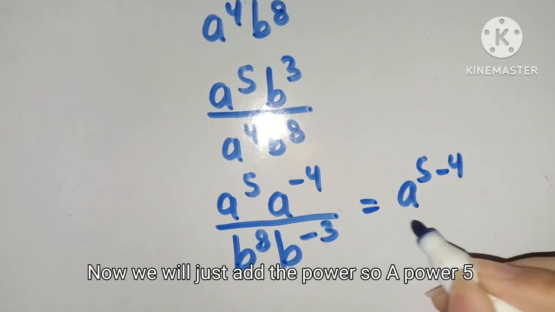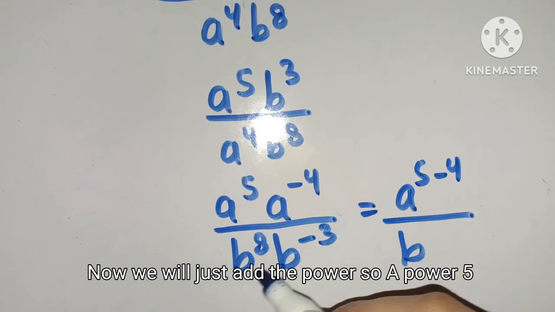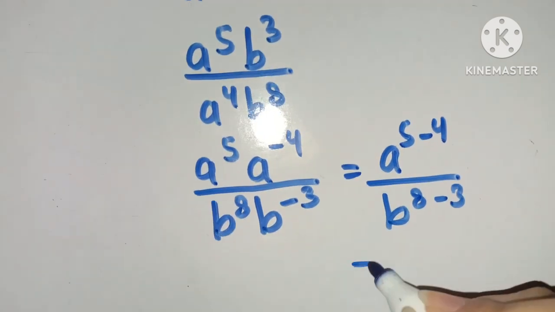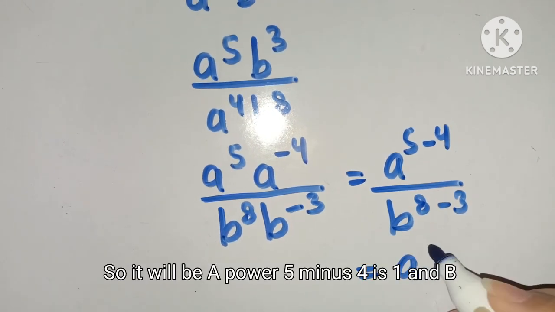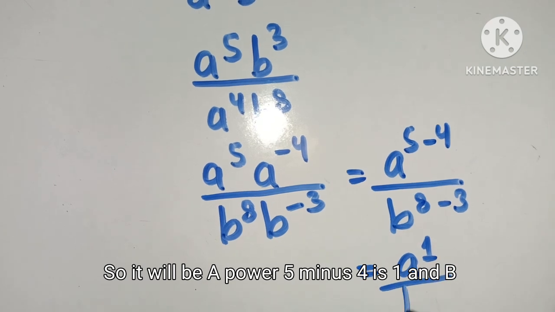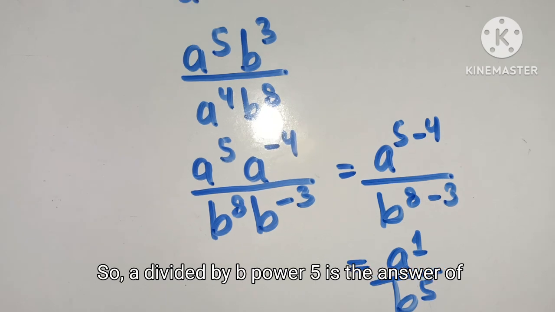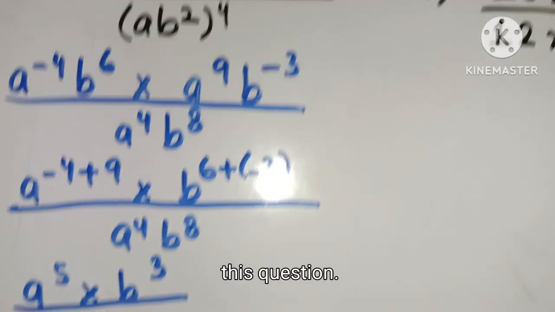Now we will just add the powers. So a power 5 minus 4 and b power 8 minus 3. So it will be a power 5 minus 4 is 1 and b power 8 minus 3 is 5. So a divided by b power 5 is the answer of this question.